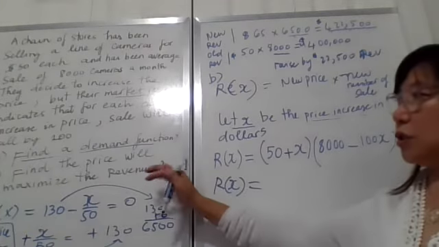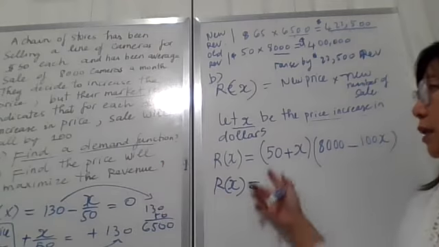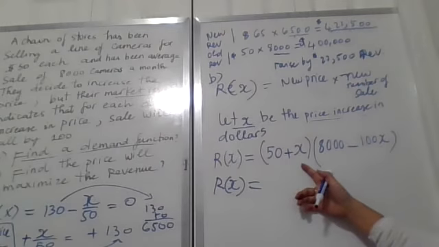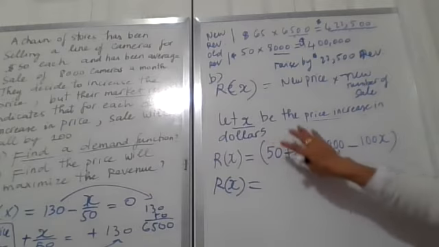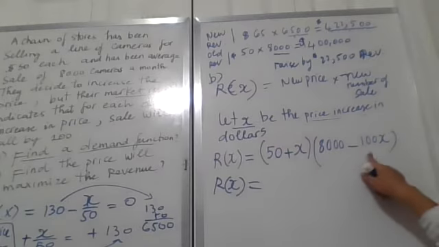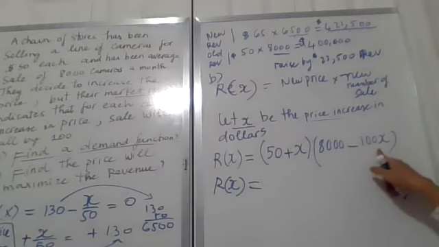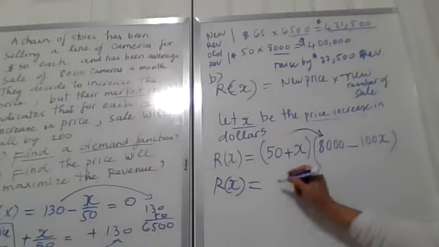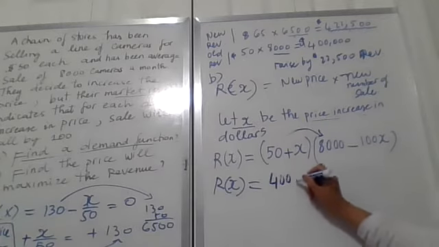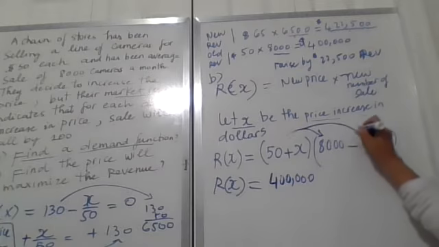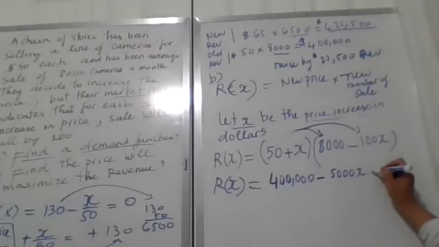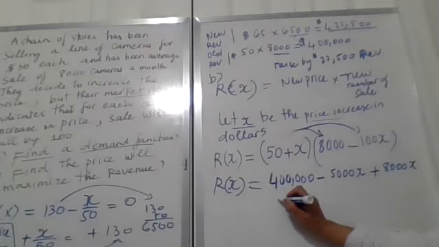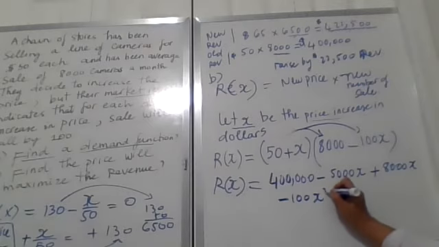But if the question just asks you question B, then it's easy, you can just find the revenue function right there. By adding 50 with x dollars, this is the new price, times the new sales. The new sales is 8,000 minus 100x. So now let's simplify this. This will give us 400,000 plus 50 times minus 5,000x, adding 8,000x and minus 100x squared.